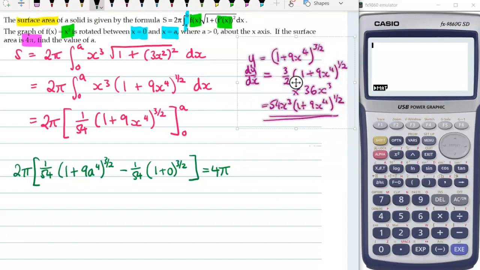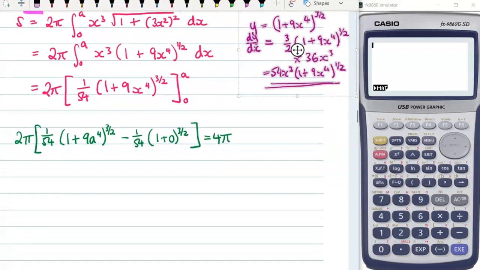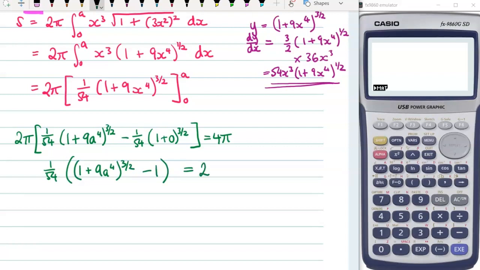Okay. All right, so continuing on with this, let's divide both sides through by 2 pi. We'll have 1 over 54. We're going to take that out as a factor of this left-hand side, like this. Dividing through by 2 pi gives us just a 2 on the right. So then 1 plus 9a to the 4 to the 3 over 2 minus 1 will be equal to 2 times 54, which is 108. So 1 plus 9a to the 4 to the 3 over 2 will be 109.